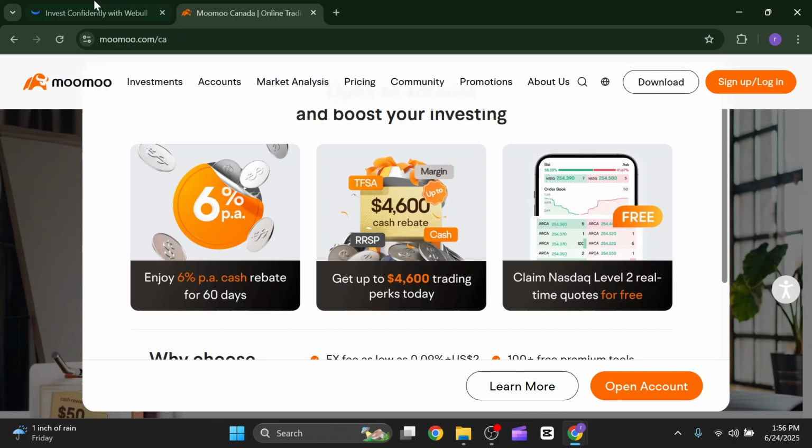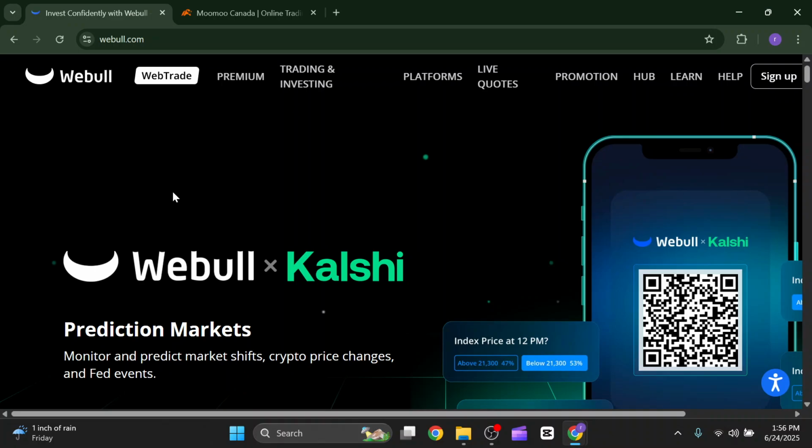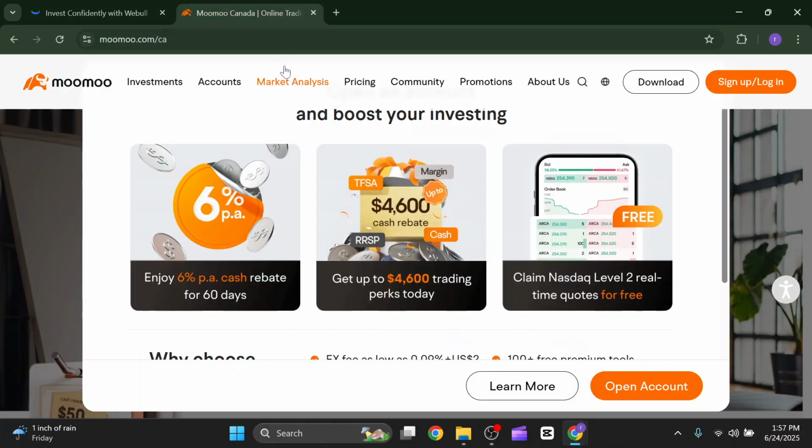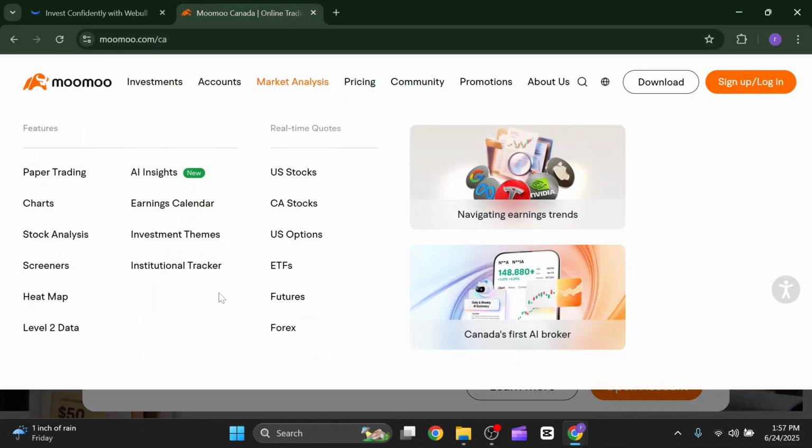And if we talk about the margin rates, it's similar to 10% for Webull Canada, and for Moomoo Canada it's 4.6 to 6.1%.